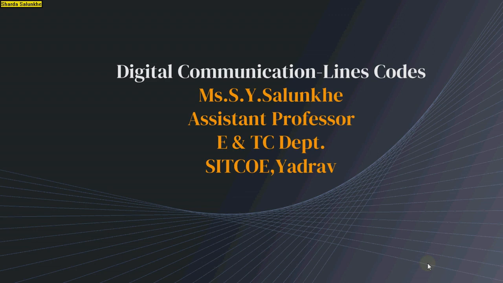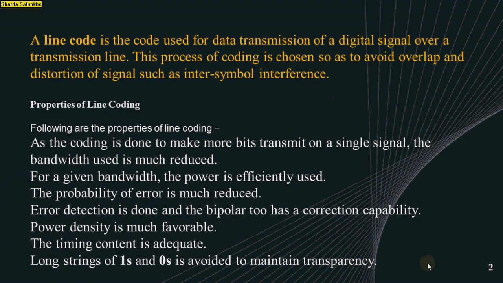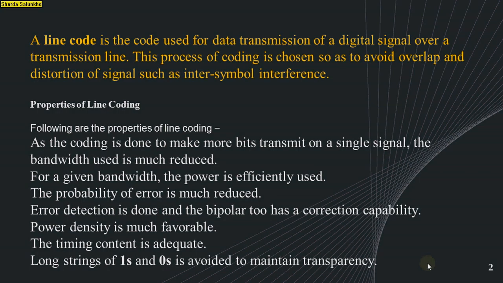Hello students, today we are going to study the line codes which are required for digital communication, transmission and reception. This topic comes under chapter number 2, baseband transmission. The line code is the code used for the data transmission of a digital signal over a transmission line.